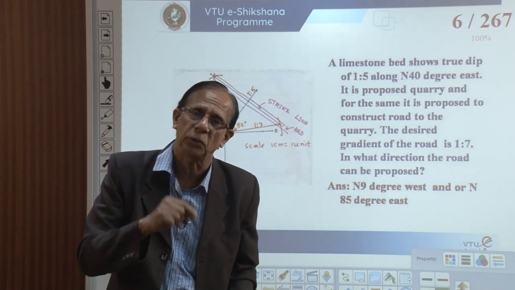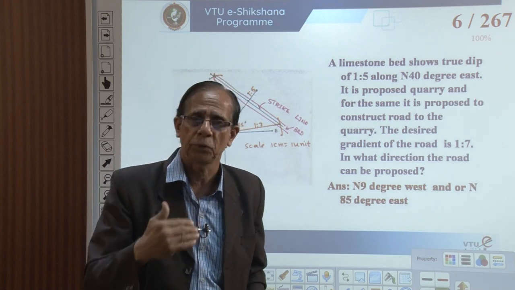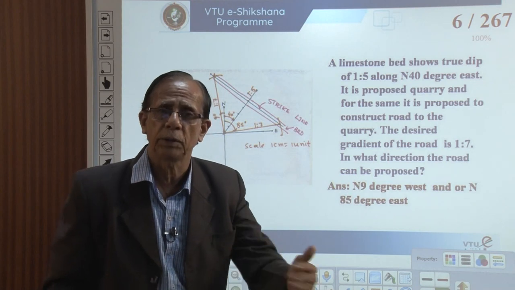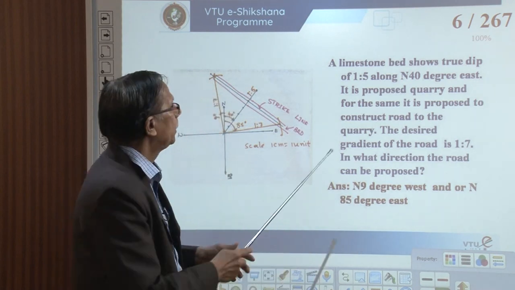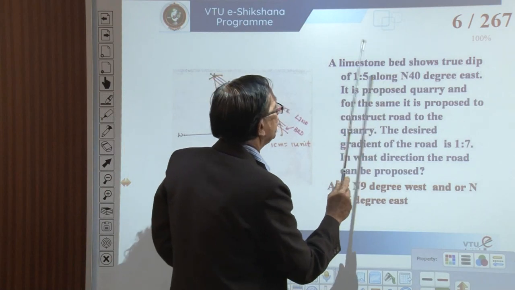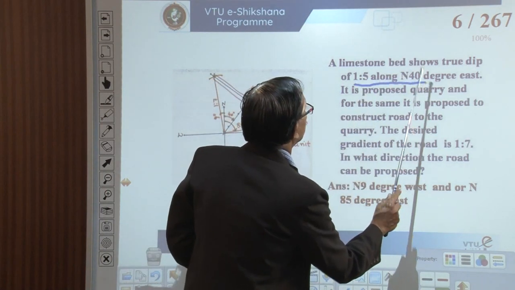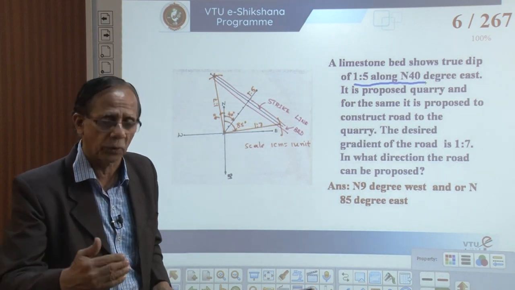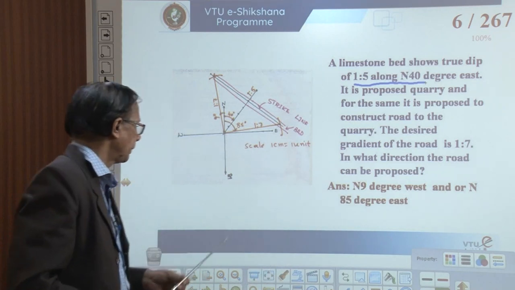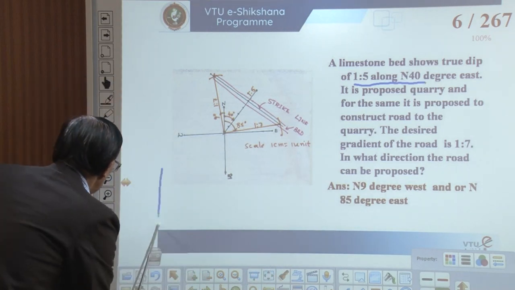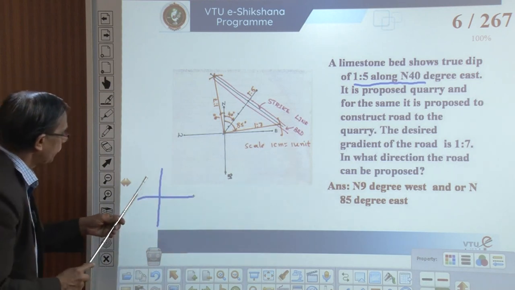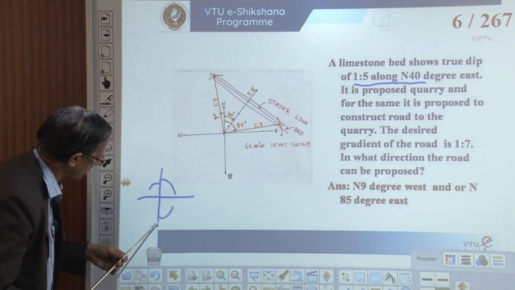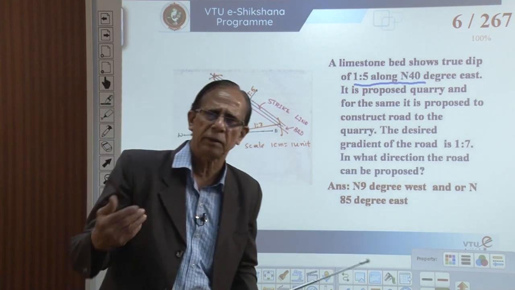How will dip and strike help? That we want to appreciate, and based on one piece of information, how we will go ahead with it. In the problem, we are not given the strike direction, only the true dip is given. Okay, then how will we go ahead? Now, friends, if this is north and south, from the north direction, move this way. That defines the direction.